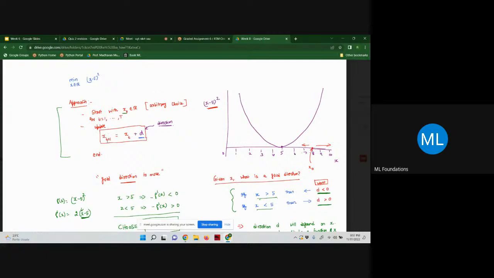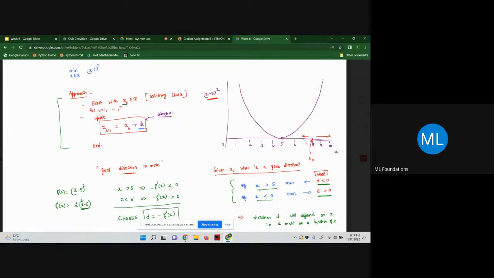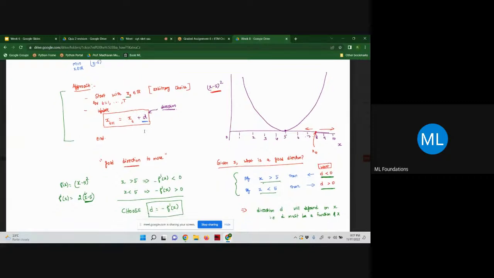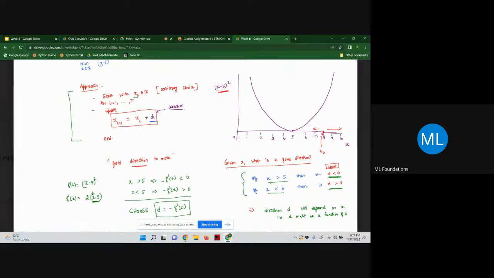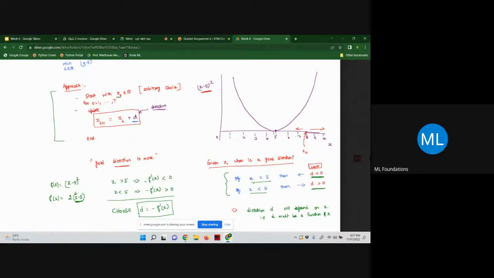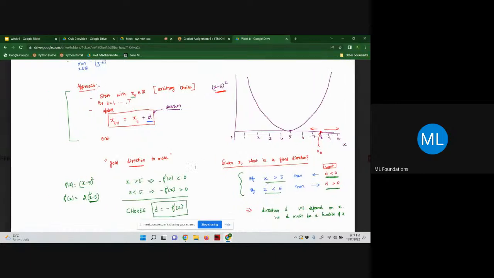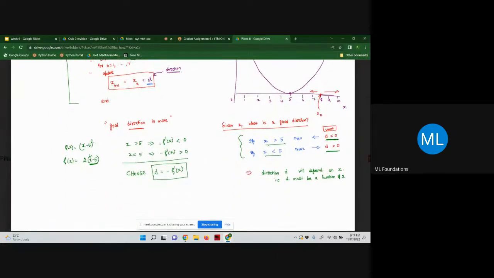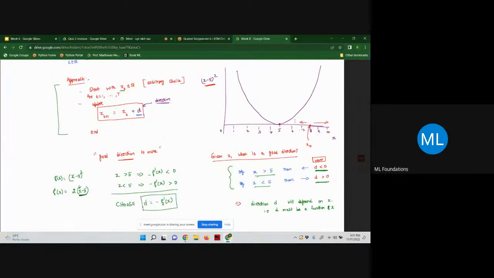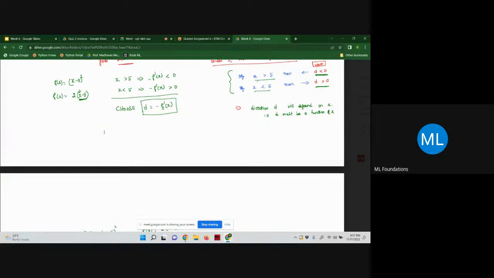The way you move is, to this x_t you need to be adding something, d_t. This d_t should move you in the good direction, by which I mean towards your actual solution. You get this good direction if you use minus f dash of x. When x is greater than 5, minus f dash of x is going to be less than 0, so you move in the right direction. If x is less than 5, then minus f dash of x is going to be greater than 0, so you will still be approaching 5. So the good direction to move is minus f dash of x. Why exactly minus f dash of x? We'll discuss that in a bit.